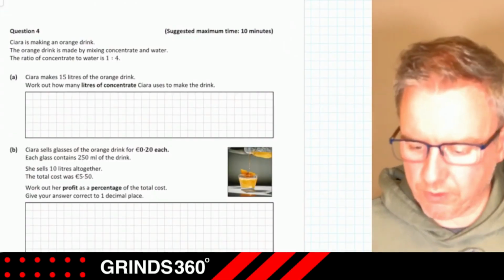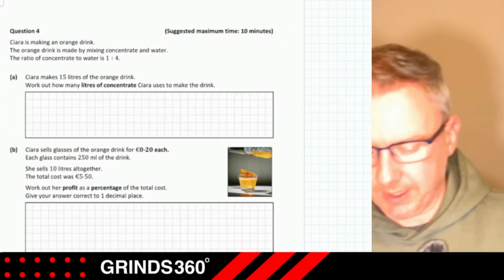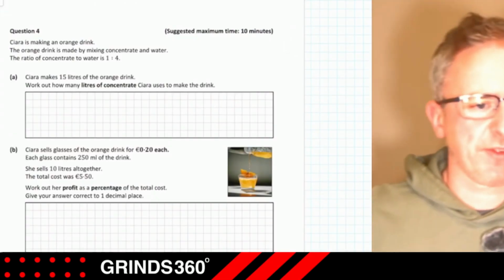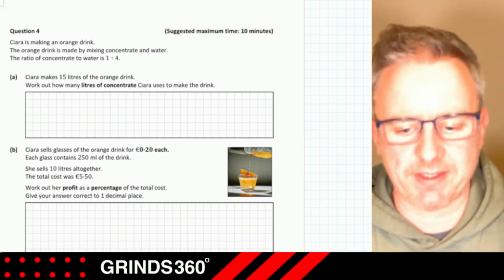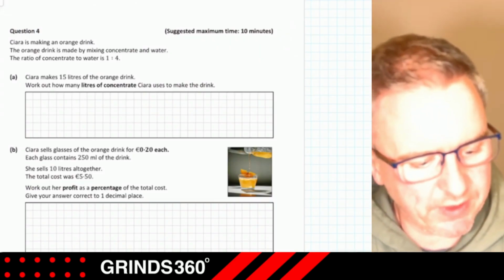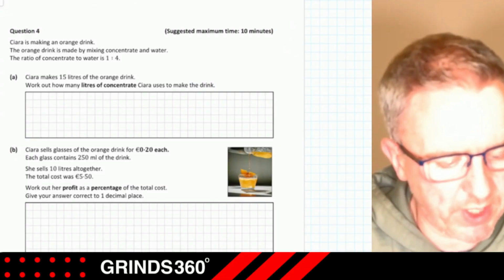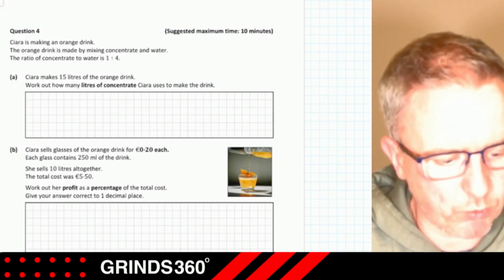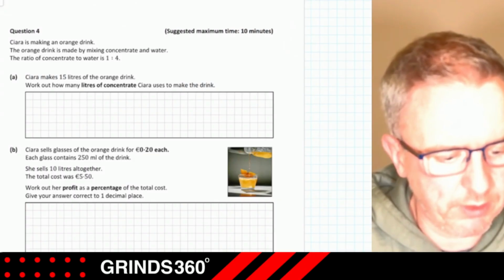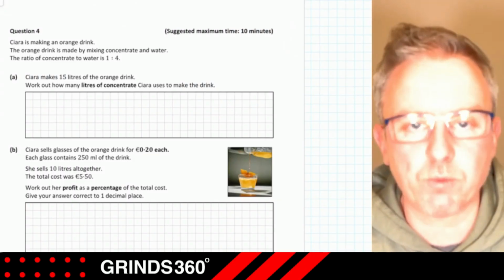So question 4 then, we're coming along. Now, this is a section that some students can find quite tricky, because I think it's your approach on them. So the first part here, they're saying to you, Kira's making an orange drink. The orange drink is made by mixing concentrate and water. The ratio of concentrate to water is 1:4.